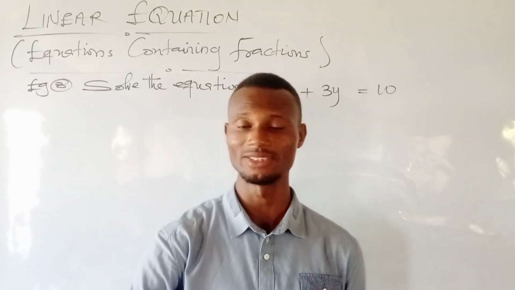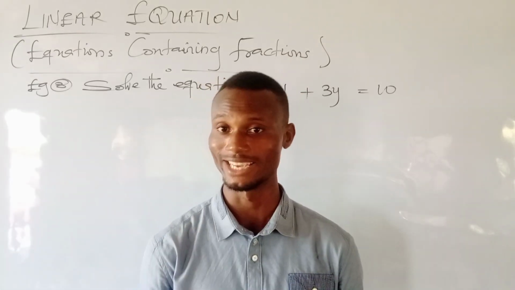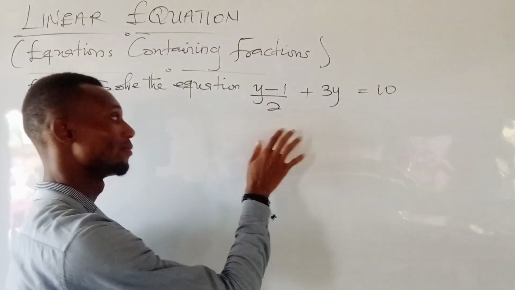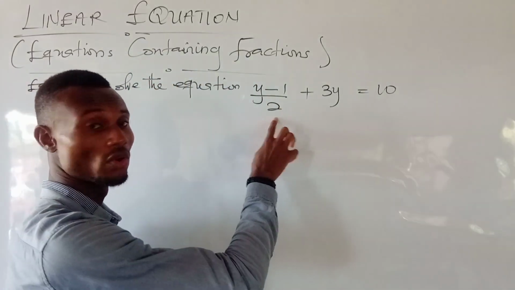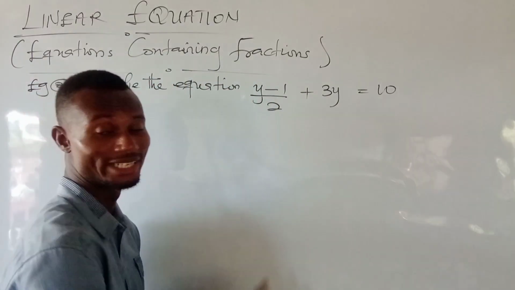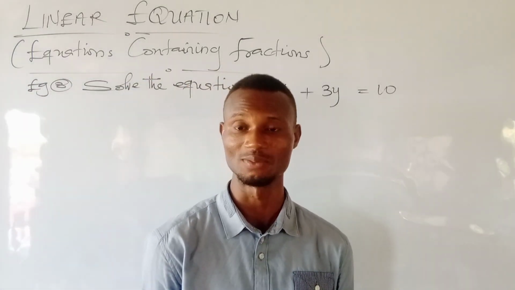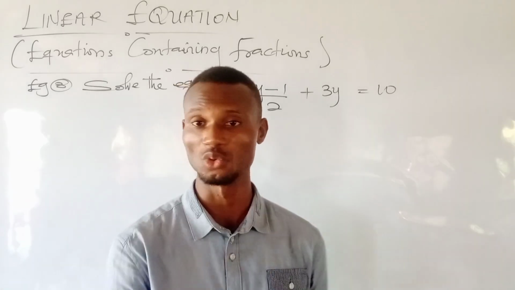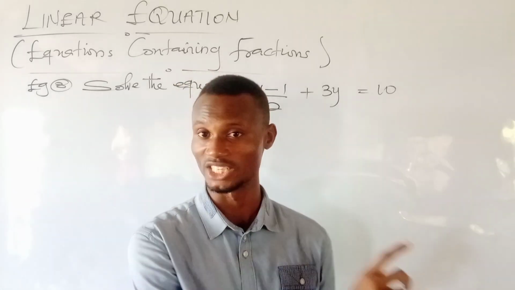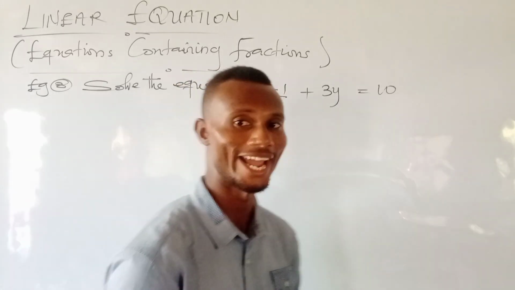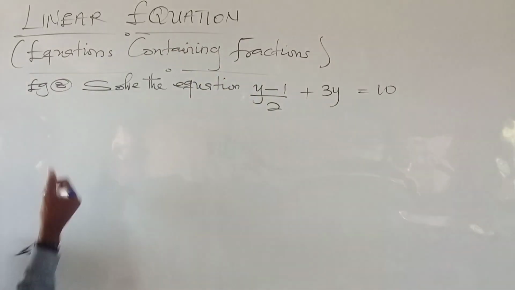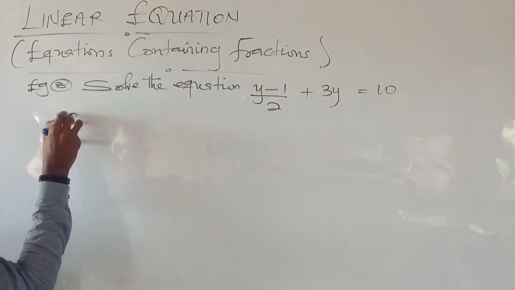How you get the LCM is to use the denominators. The denominator here is 2. We only have 2 as the denominator, so the LCM for 2 is 2. I hope you agree with me. So now what you are going to do is multiply through by the LCM, which is 2. Let's go ahead and do it. Let me write my solution, and let's do it together.